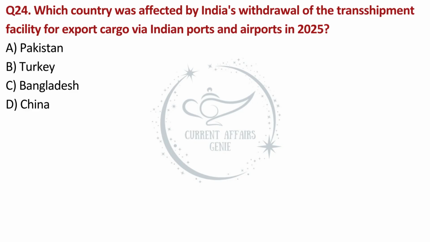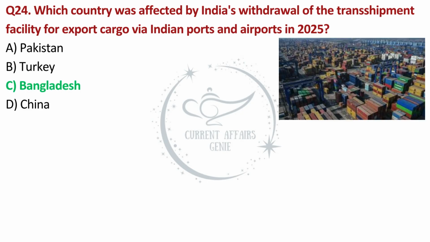Which country was affected by India's withdrawal of the transshipment facility for export cargo, via Indian ports and airports in 2025? Option A, Pakistan. Option B, Turkey. Option C, Bangladesh. Option D, China. Correct answer. Option C, Bangladesh.